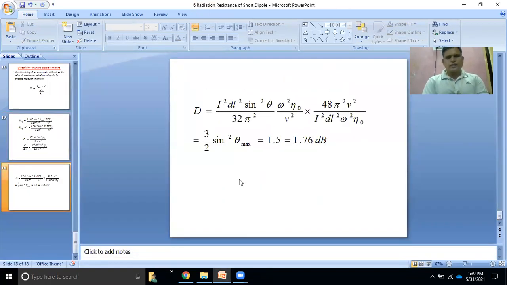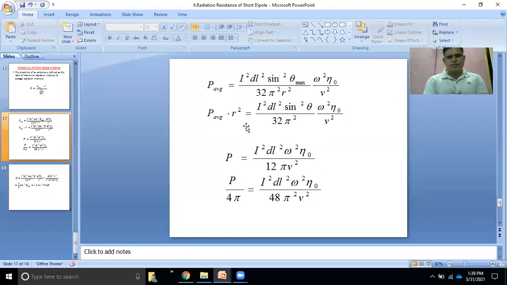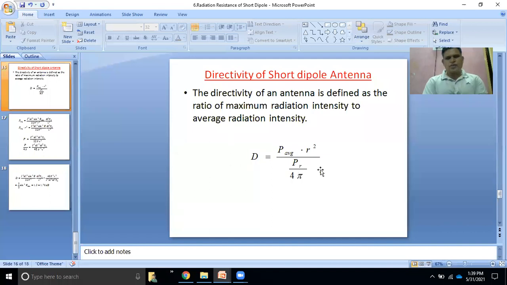The directivity D equals the maximum radiation intensity, that is P average into R square, divided by the average radiation intensity. Average radiation intensity is the total power divided by 4 pi. You have to remember these two things, then you can compute the directivity of any antenna. For the short dipole antenna, I know the P average value and the total radiated power. Here I have given P_R. Don't confuse about this one. Here R indicates the total radiated power. This is in watts. Average power is in watts per meter square.